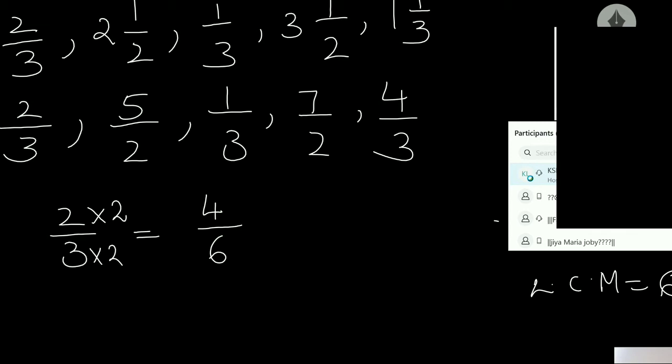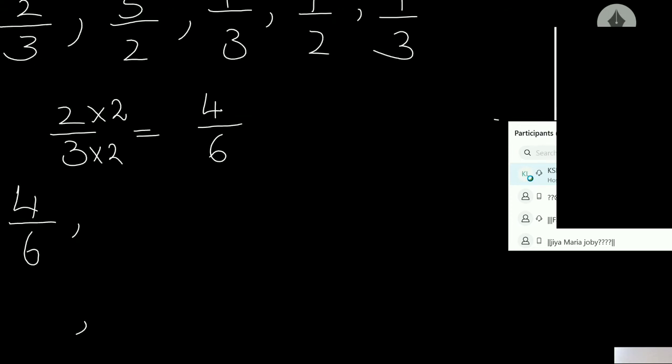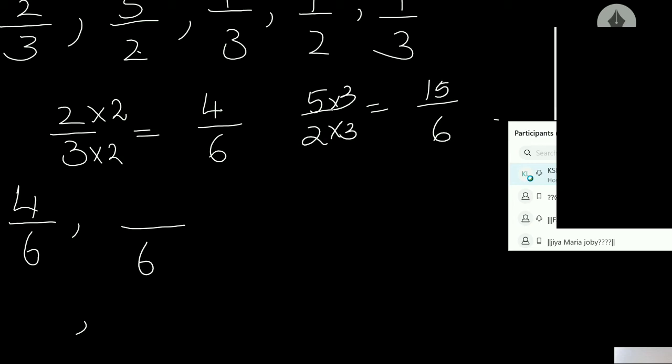Similarly, we rewrite 5 by 2 also into an equivalent fraction with denominator 6. To make 5 by 2 a fraction with denominator 6, what do we do? Here the denominator is 2. So to make 2 into 6, we have to multiply by 3. By the same number, we multiply 5 also. Now 5 into 3 gives you 15 and 2 into 3 gives you 6. So the new equivalent fraction is 15 by 6. So instead of 5 by 2, we can write 15 by 6.